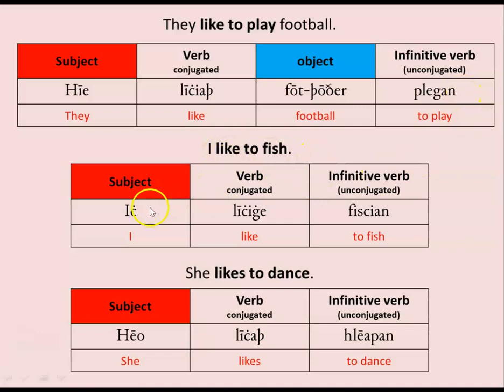I like to fish. Ich lichie fischian. First verb like, lichie, first person present tense singular. To fish, fischian on the end. She likes to dance: heo, third person present tense singular, so we choose lichath, she likes. Its infinitive form is haleapan. Heo lichath haleapan, she likes to dance.